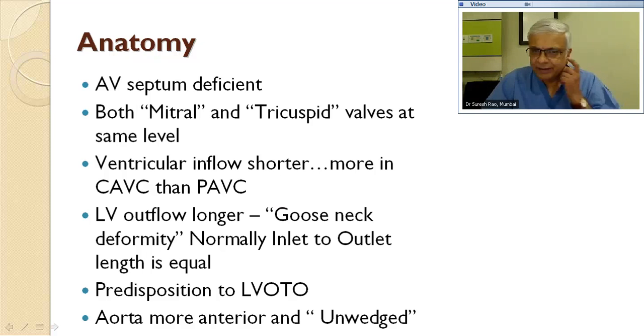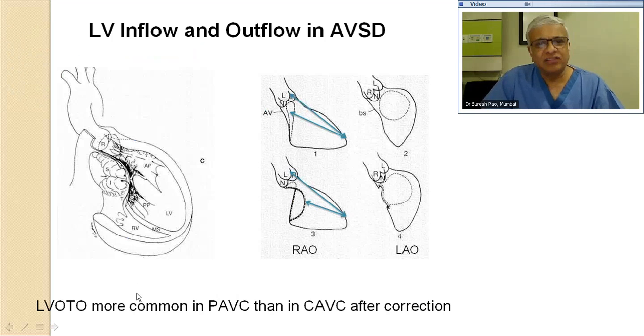And in the normal heart, the inlet and outlet lengths of the left ventricle are equal. And therefore, this predisposes to left ventricular outflow tract obstruction. And the aorta is more anterior and unwedged. I'll be showing you these in a more diagrammatic form. And this is what it is.